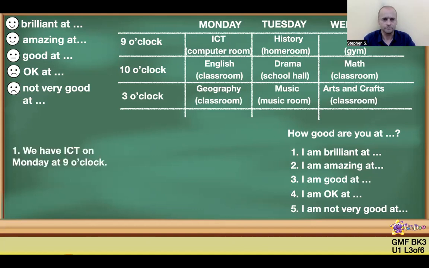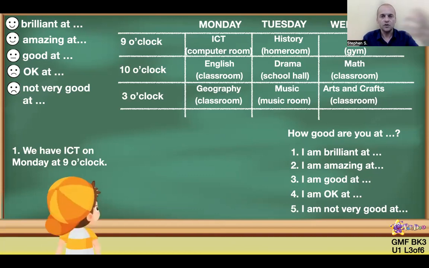You're using it as a kind of vocabulary, and then we're going to move on to our sentence. For example, we have ICT on Monday at 9 o'clock. As you can see, what do we have? What is the day? What is the time? And that's what it is there. Now you've got your example, so I've written down the model for the student.